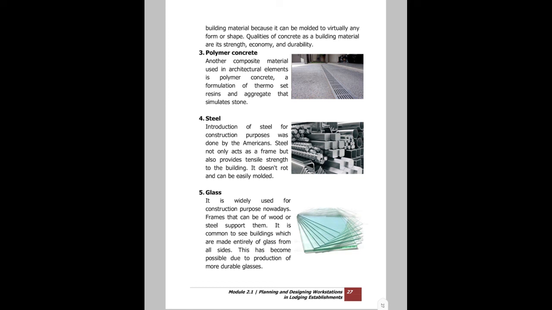Next one is the polymer concrete. So, another composite material used in architectural elements. Polymer concrete is a formulation of thermoset resins and aggregate that simulates stone. So, si polymer concrete, ito, yan, yung nakikita nyo na yan. Madalas siyang gamitin sa mga paggawa ng bathtubs, okay, sa mga boats, sa mga aircraft, and even sa mga roof. Okay? So, it is only a lightweight object.